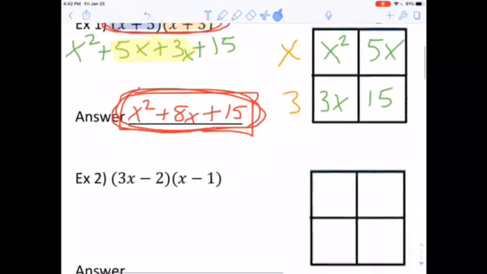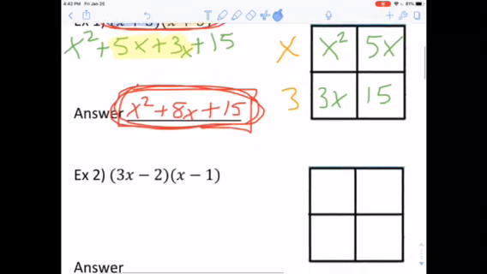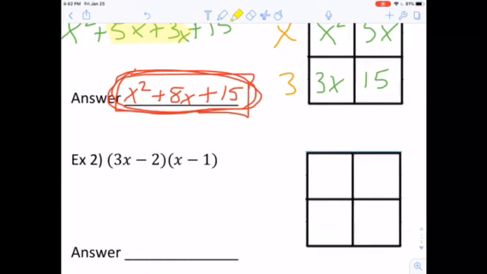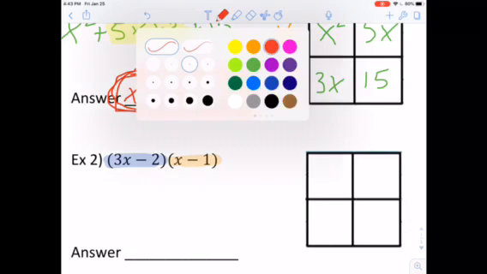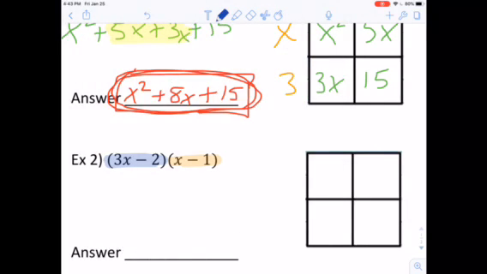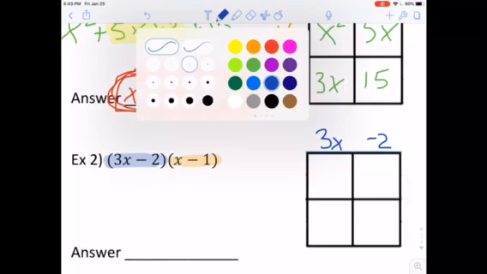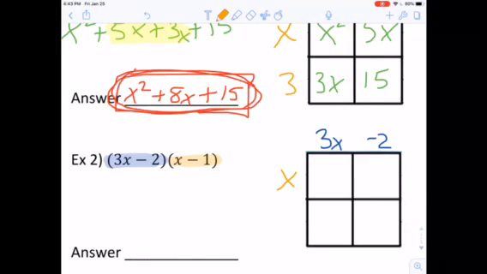Let's take a look at sample number 2. So we're going to start by color coding just a little bit. So let's look. I'll look at my first binomial here and my second binomial. So I'm going to start typing in and writing in my first binomial. My first binomial is going to be 3x and a negative 2. My second binomial is x and negative 1.